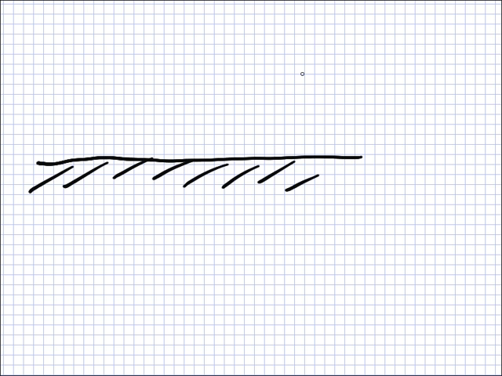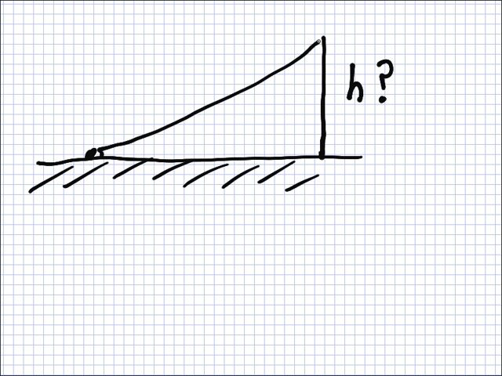So suppose, for example, here's the ground, here's the building, and we want to know the height of the building. You stand here, you look to the top of the building, at an angle of, let's say, 20 degrees. Then you walk, let's say, 3 meters closer to the building.